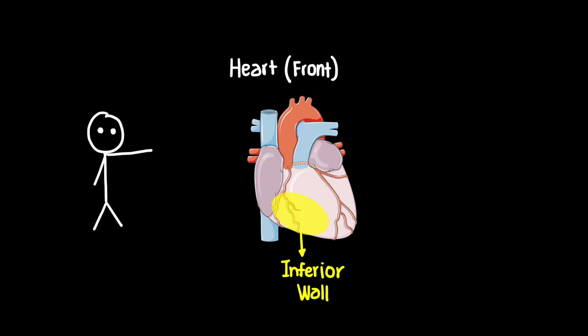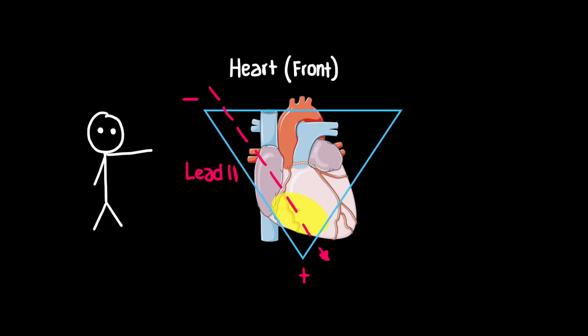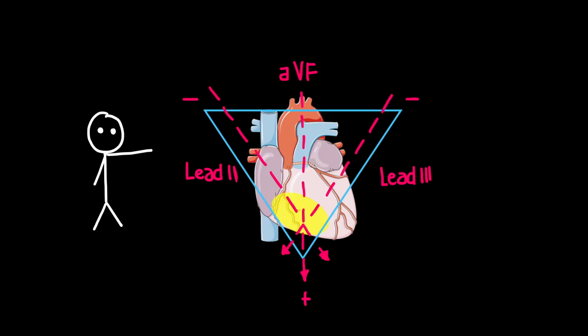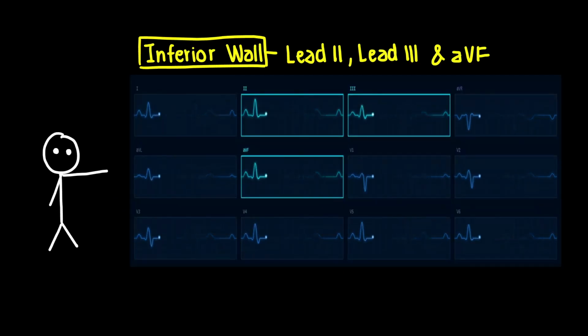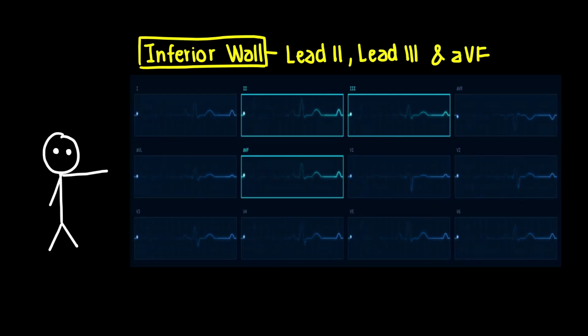The first wall we'll be talking about is the inferior wall. The inferior wall is the bottom of the heart, facing downward. The leads watching it from below are the ones pointing in that direction. Lead 2, lead 3, and AVF. The inferior wall is supplied by the right coronary artery, the RCA. And when the RCA is blocked, it's always lead 2, lead 3, and AVF that will tell you first.